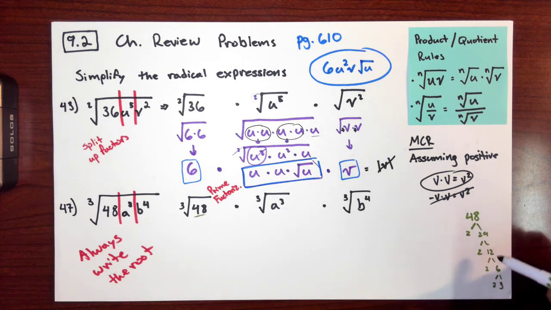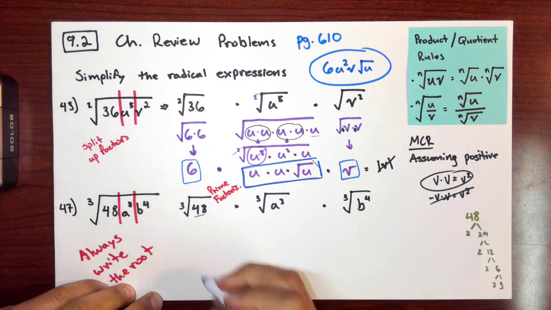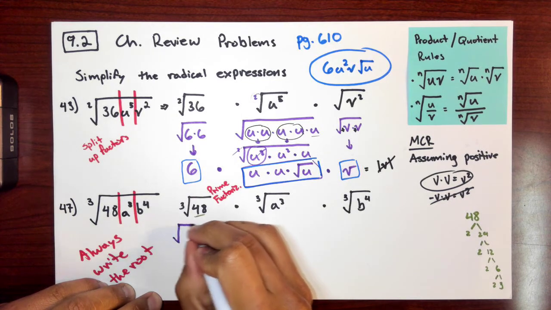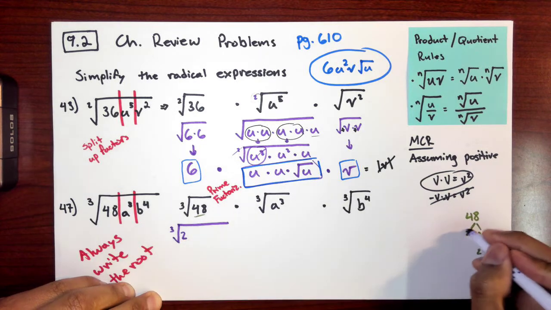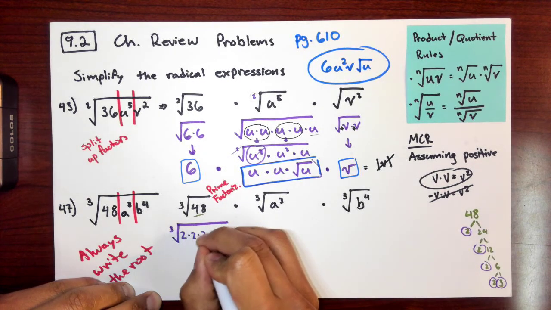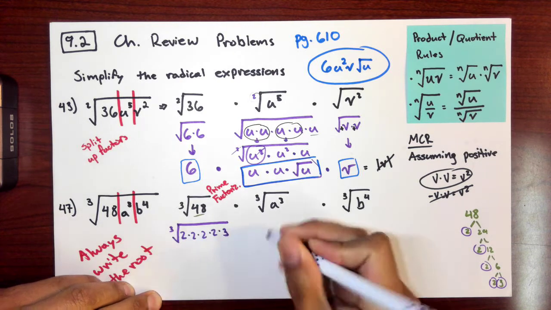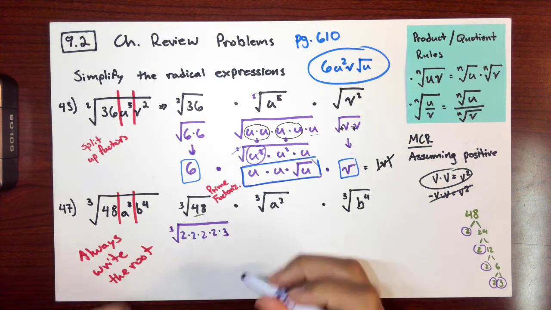Now these are all the factors of 48. So guess what we're going to do? When we start writing out all the factors like we did up here, we're going to do the same exact thing. We're not going to forget that cube root right there, and we're going to do 2 times 2 times 2 times 2 times 3 times 2 times 2 times 2 times 3. And now I'm sure that you can see that we're going to do the same exact thing we did up here. We're going to do that down here.